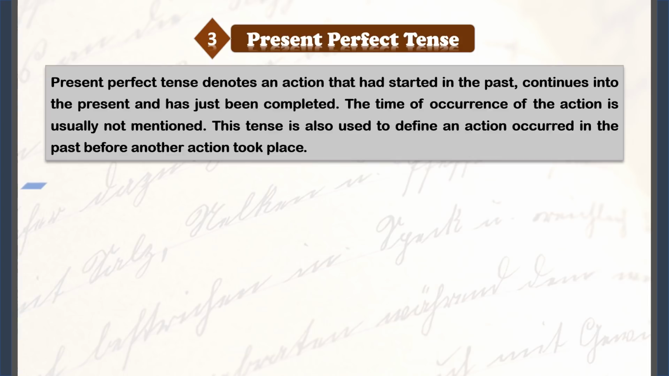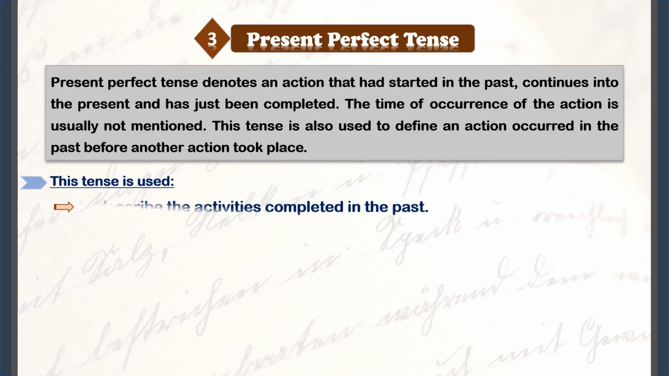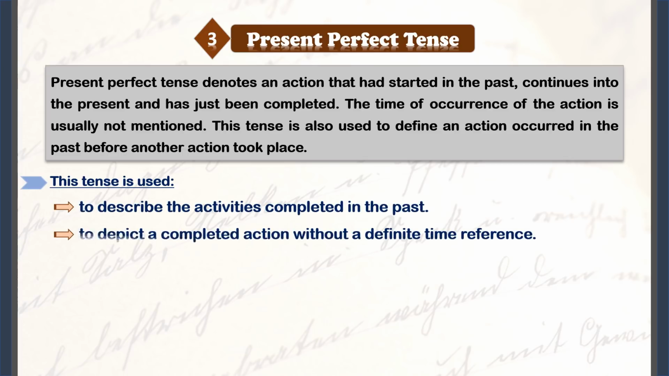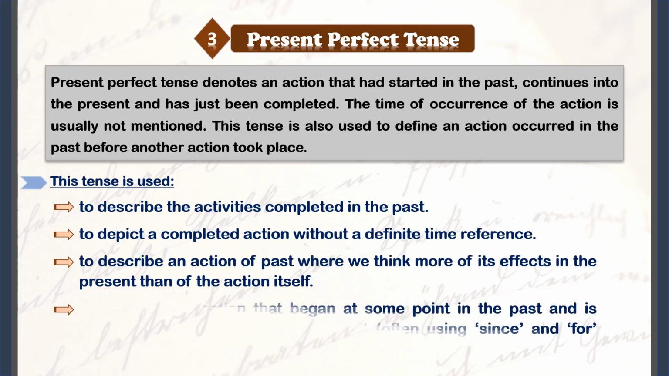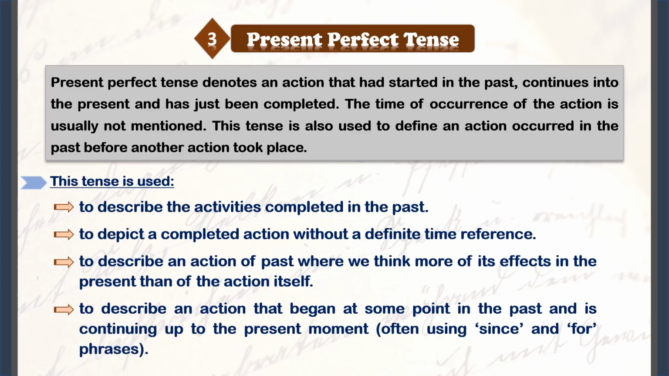This tense is used for the following. Number 1, to describe activities completed in the past. Number 2, to show past action without a definite time reference. Number 3, to describe past action when we think more of their effects in the present than of the action itself. Number 4, to describe an action beginning at some point in the past and continuing up to the present moment.